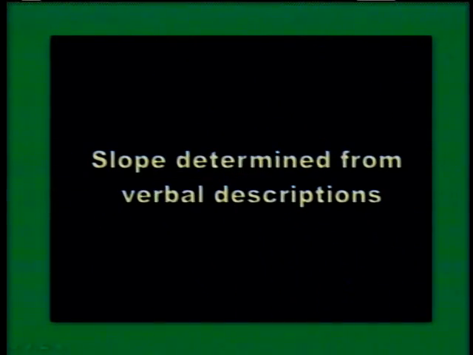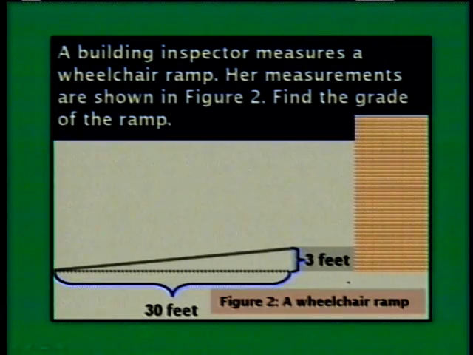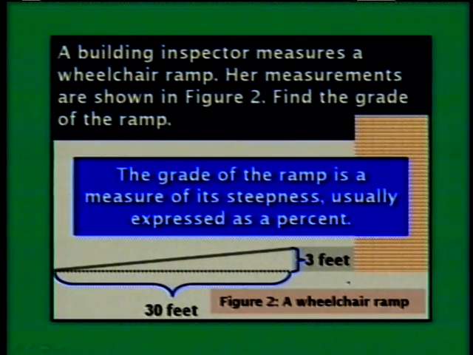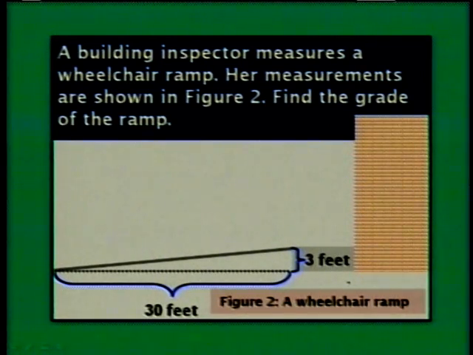Let's look at one final example. A building inspector measures a wheelchair ramp. Her measurements are shown in Figure 2. We want to find the grade of the ramp. So what's the grade of the ramp? The grade of a ramp is a measure of its steepness, usually expressed as a percent. So the steepness of the ramp is going to be the slope of the ramp, the slope of this line in my figure representing the ramp. So that's going to be rise over run, 3/30.